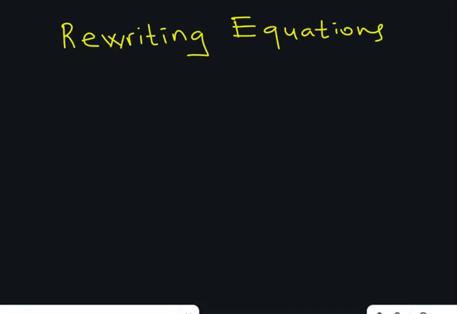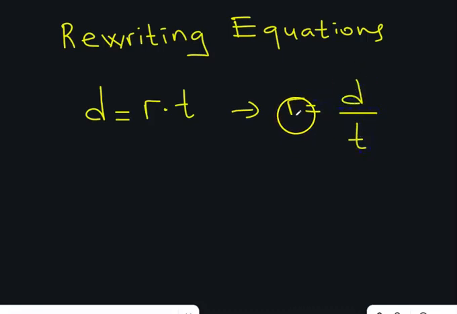So let's think about a formula like d equals r times t. The formula tells us that the distance d equals rate times time. But what if we know the distance and time and need to know the rate? Then we need to rearrange the formula so that r equals d over t, which means rate equals distance divided by time. That makes problem solving much easier.